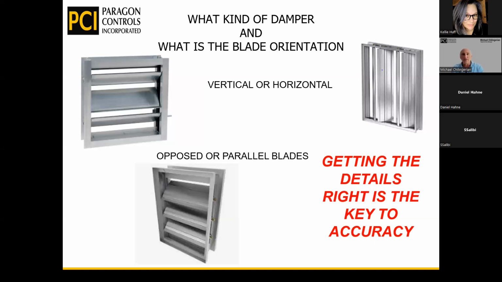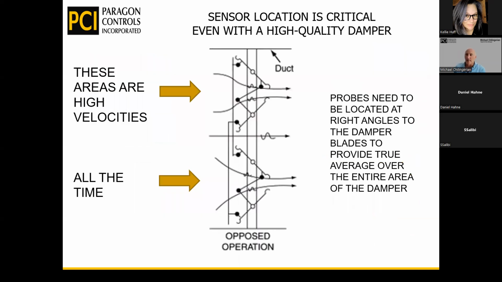Something that we've also found, while we like to see an opposed blade damper used on outside airflow measurement in general, is that the way the air flows through the dampers is also an issue. When you have an opposed blade damper, there are going to be areas that I call hot spots, and areas where there are nodes, where you have an open area at all times. Those represent an area where you're going to have high velocity at all times.